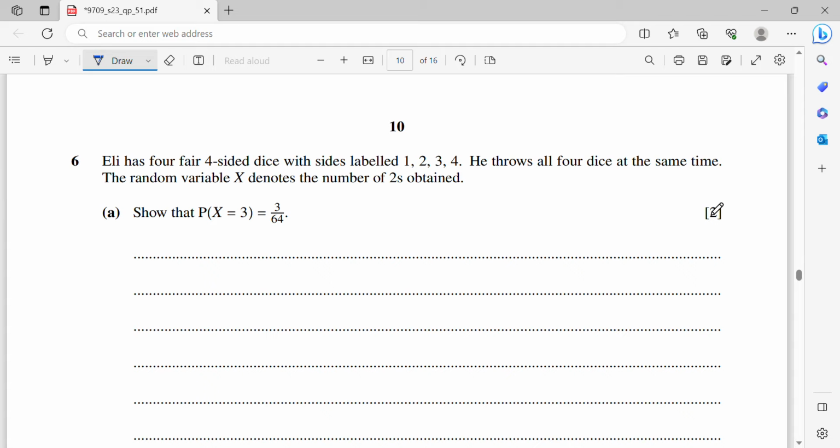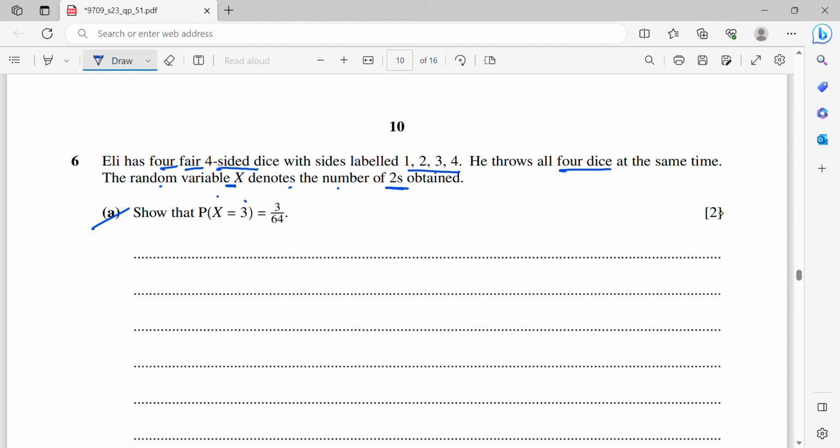Okay, question number 6. Ellie has four four-sided dice, with sides labeled 1, 2, 3, 4. He throws all 4 dice at the same time. The random variable X denotes the number of twos obtained. So A, show that P(X = 3), which means he is getting 3 times the number 2, equals 3 over 64.